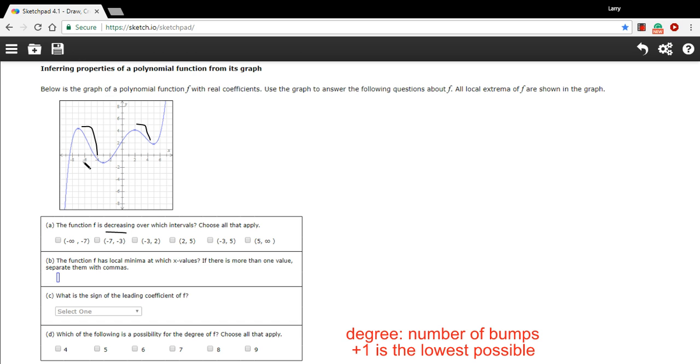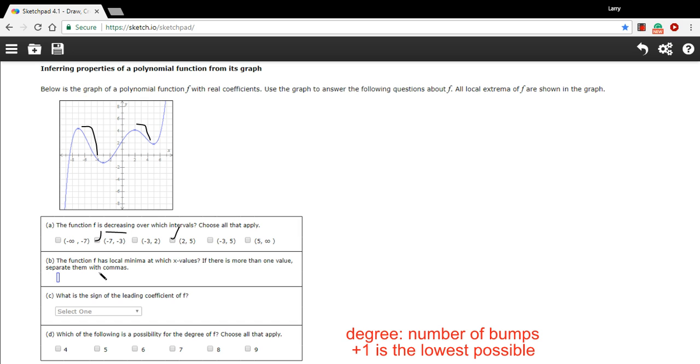So what is that, from -7 to -3? So right there. And then from 2 to 5, so there. And on the rest of those intervals, it would be increasing.